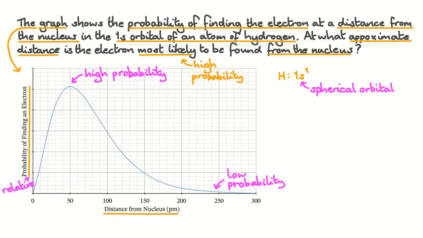So we need to find the highest point of this curve and then draw down to the x-axis to find the distance. The highest point on this curve is here. This corresponds with a distance from the nucleus of 50 picometers. The question is only asking for the approximate distance, but to my eye, that peak is bang on the line of 50 picometers, so we can be comfortable that 50 picometers is the correct answer. What this means is, if you were to check where the electron was in a 1s orbital of a hydrogen atom, more times than any other it would be at about 50 picometers.